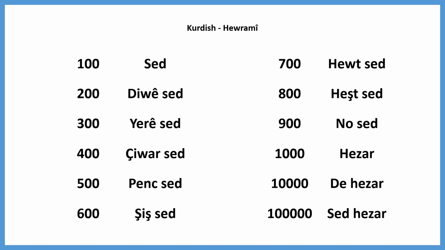The multiples of 100, starting from 100 and ending with 1,000, are sed, due sed, yere sed, chwar sed, penj sed, shish sed, helt sed, hesht sed, nor sed, hezar. As multiples of 1,000 follow the same rule as multiples of 100, 2,000 would be due hezar, and 3,000 would be yere hezar, and so on. So 10,000 would be de hezar, and 100,000 would be sed hezar.